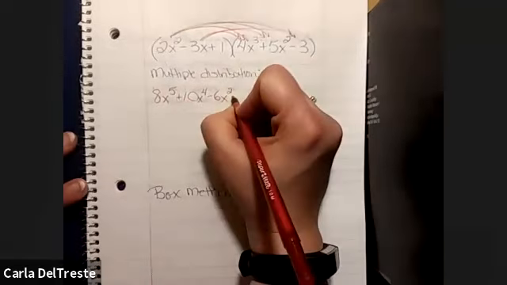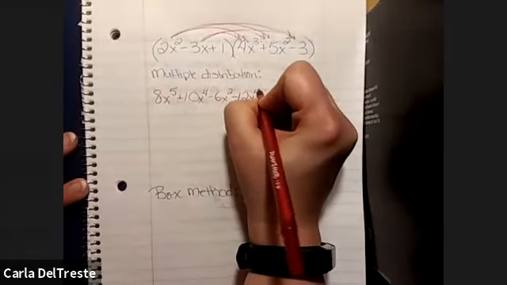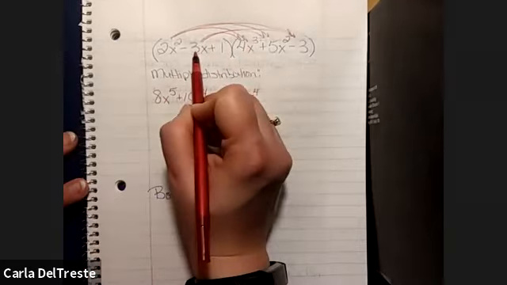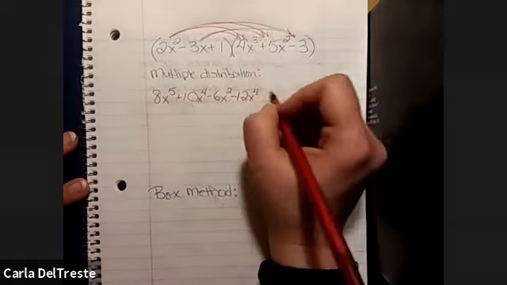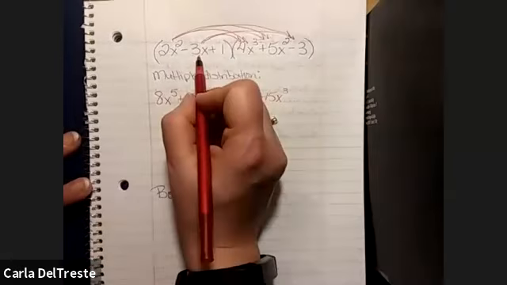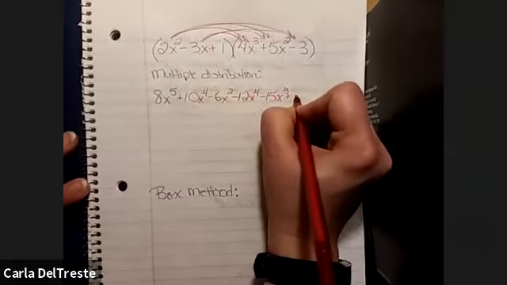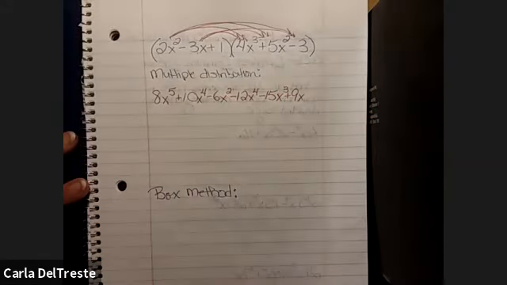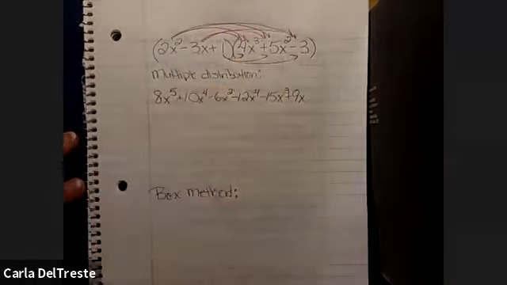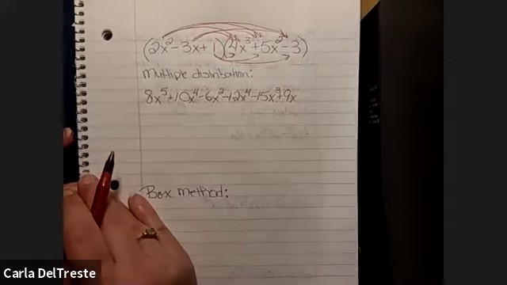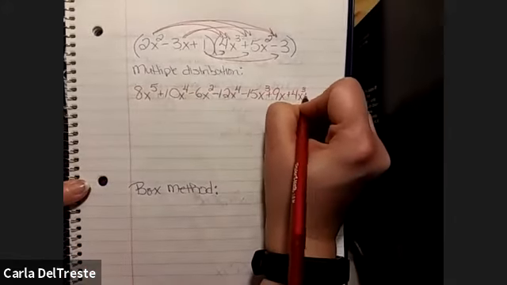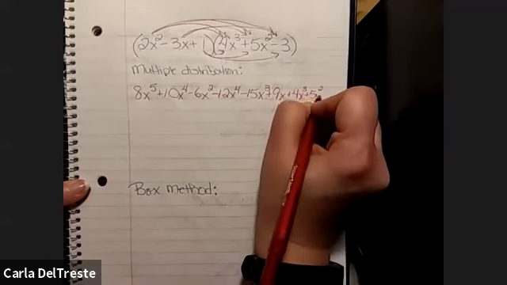So that's going to give me negative 12x to the 4th. That's negative 3x times 4x to the 3rd. Negative 3x times 5x squared is negative 15x to the 3rd. And negative 3x times negative 3 is plus 9x. And then last but not least, I have to multiply by the 1. So my last 3 terms are going to be plus 4x to the 3rd, plus 5x squared, minus 3.